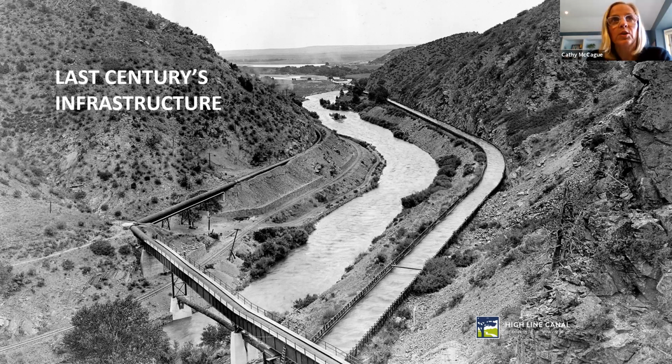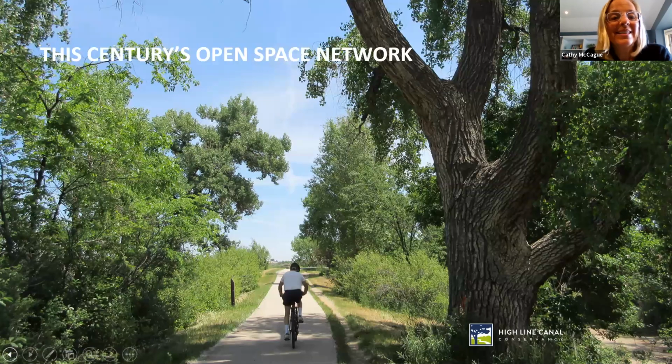What I mean by recreation use is that there used to be an old ditch riders trail along the side. That ditch riders trail now is what people use to recreate on. So that is last century's infrastructure, and Tori, next slide, please, is this century's open space network. For years, the canal has served as part of Denver Water's utility infrastructure, but times have changed and there's not a need for this irrigation delivery system. The canal is outliving its original use as an irrigation delivery system, and you see more and more people recreating. Next slide.